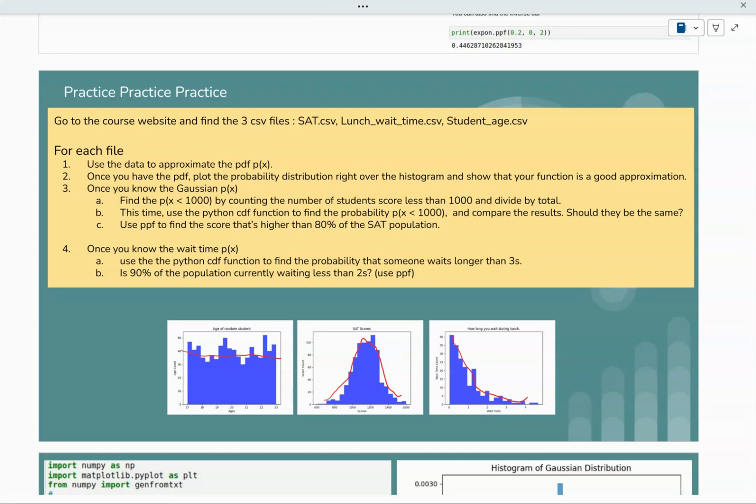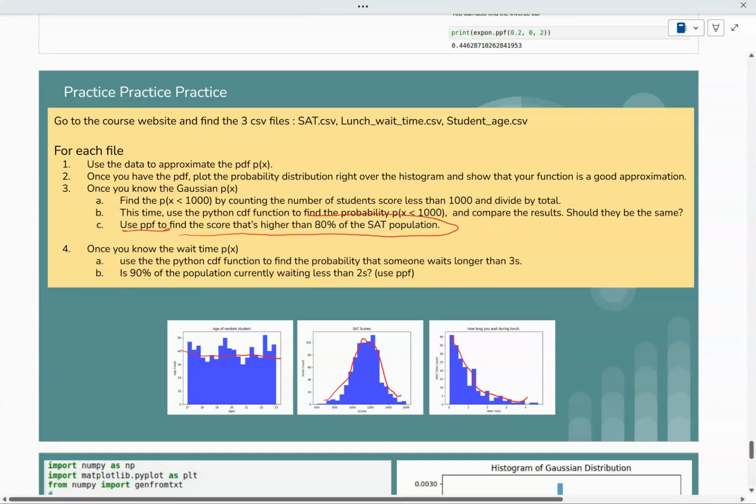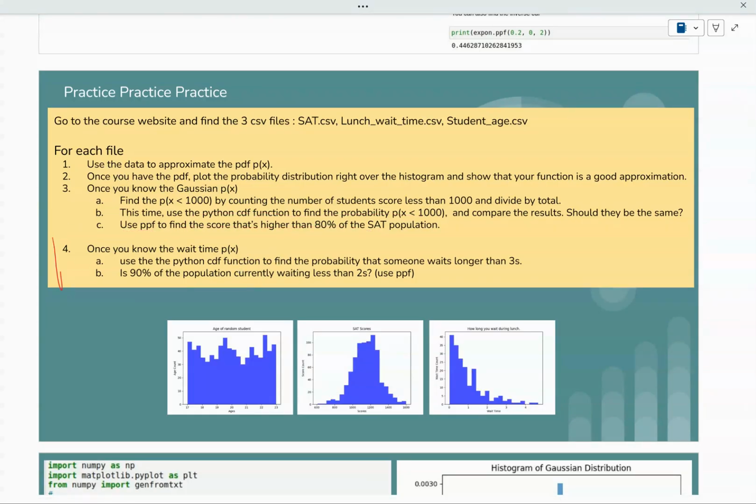Okay. And then use PPF to find a score that's higher than 80%. And then the last question is about the wait time. You want to use Python CDF to find the probability that someone has to wait longer than 3 seconds. Okay. All right. So these are the questions.